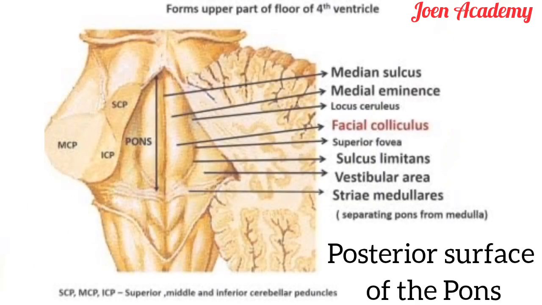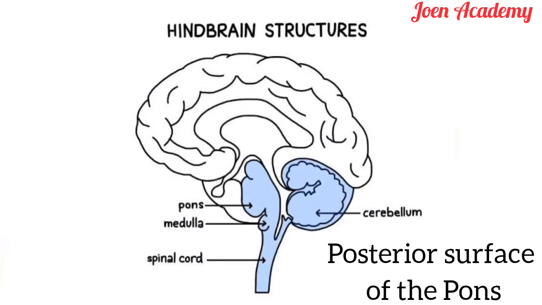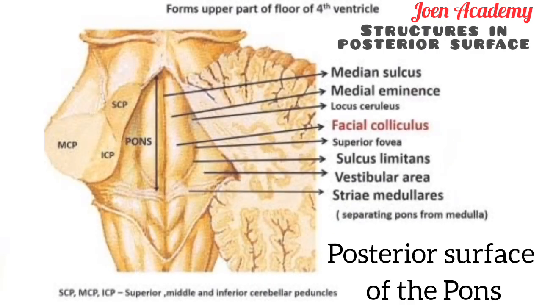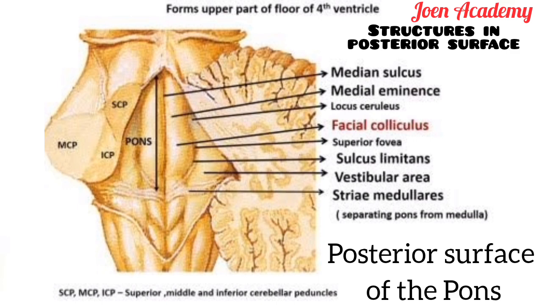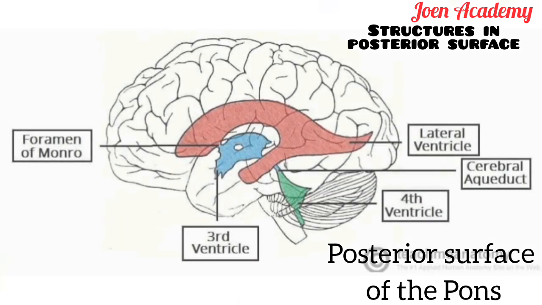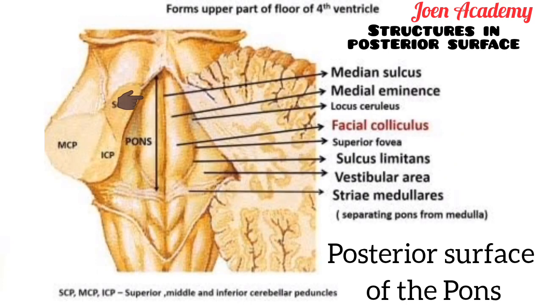Now let's have a look at the posterior or the dorsal surface of the pons. The posterior surface of the pons is actually covered by the cerebellum. So it is only when the cerebellum is removed that we will be able to have full access to the posterior surface of the pons. The posterior surface of the pons actually forms the upper half of the floor of the fourth ventricle. The fourth ventricle is responsible for receiving cerebrospinal fluid from the midbrain aqueduct of Sylvius. So it plays an important role in protecting the brain through the cushioning effect that is provided by the cerebrospinal fluid. The shape of this upper half of the floor of the fourth ventricle is triangular.